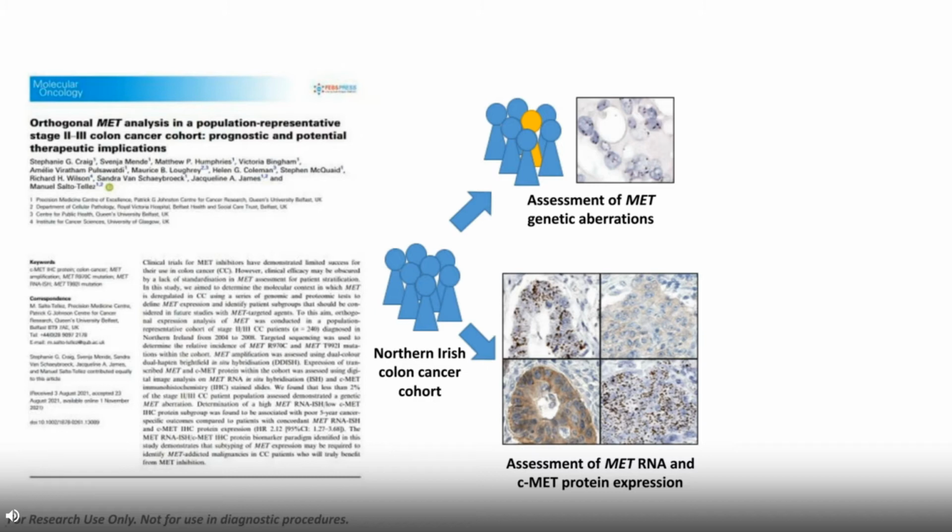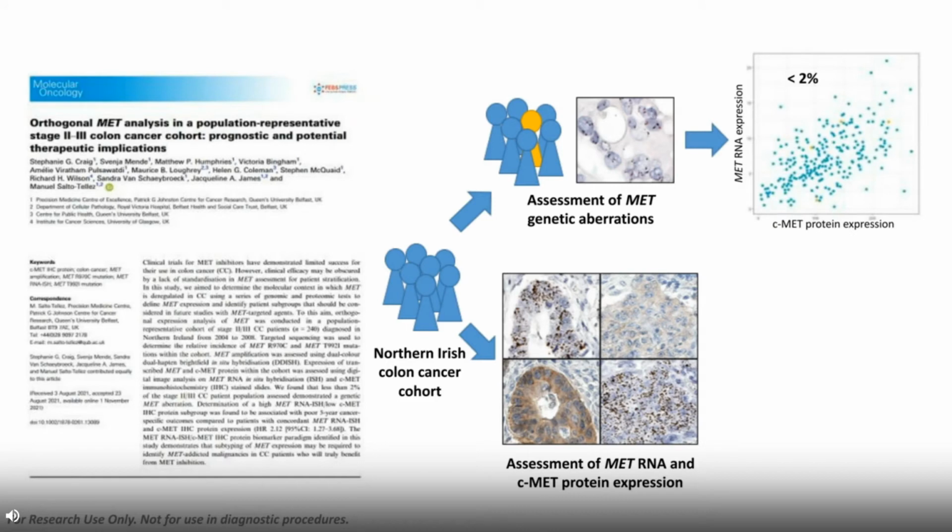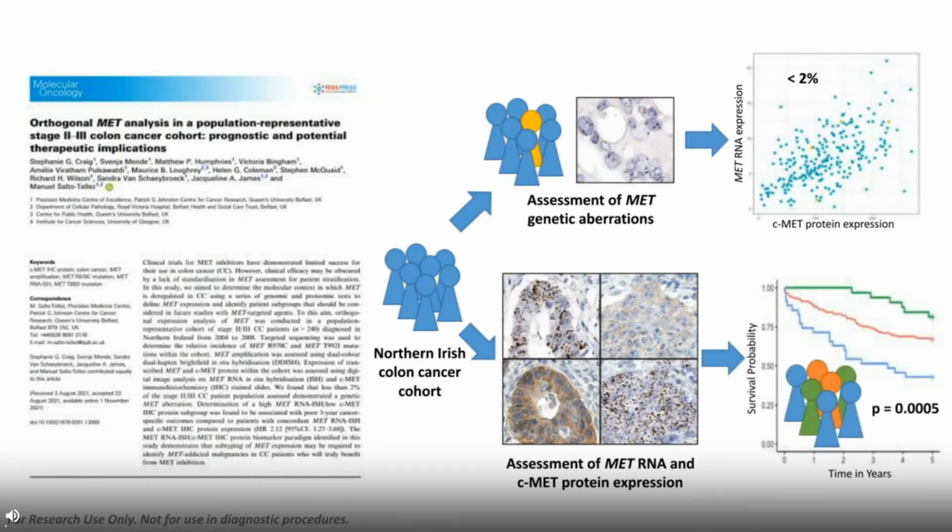From this analysis, we found that in the colon setting, very few patients actually had a MET genetic aberration. However, whenever we compared and combined the c-Met RNA and c-Met protein expression, we were able to identify patients who not only had a very poor prognosis, but were also more likely to benefit from MET inhibition because they demonstrate true MET addiction in the samples. So modernization of these techniques not only allows us to robustly identify these rare phenotypes, it's now allowing us to combine the tests to identify these phenotypes.